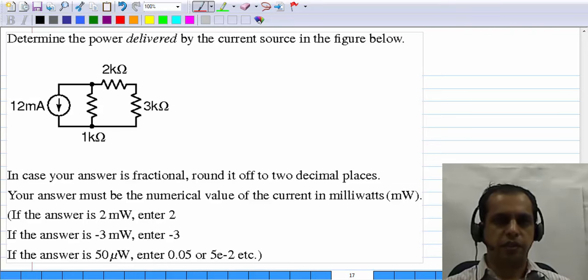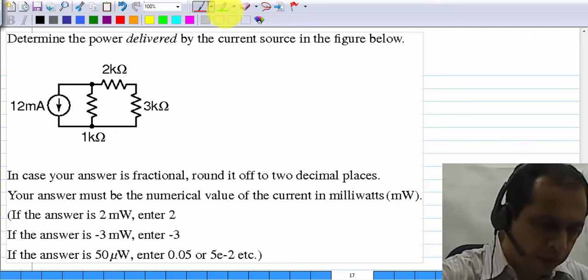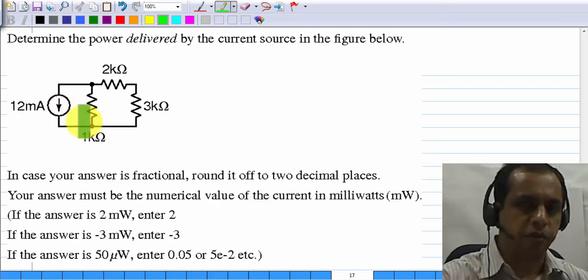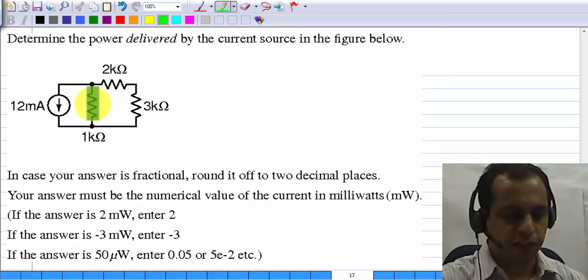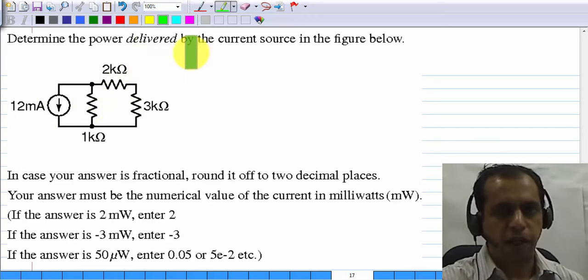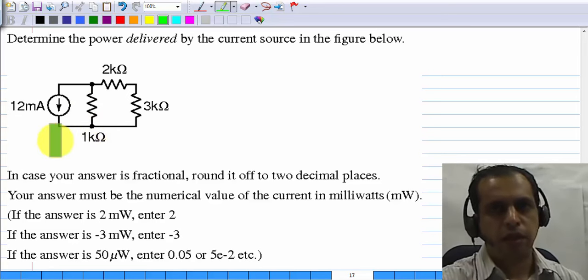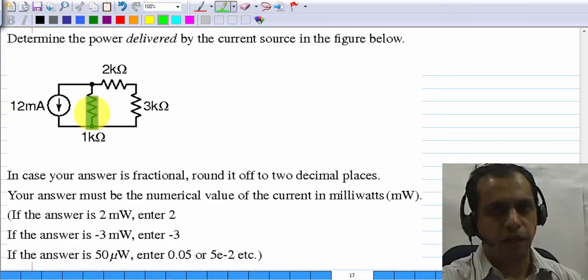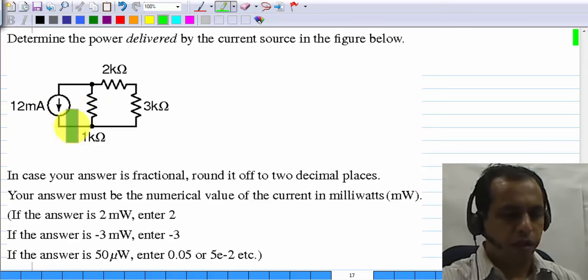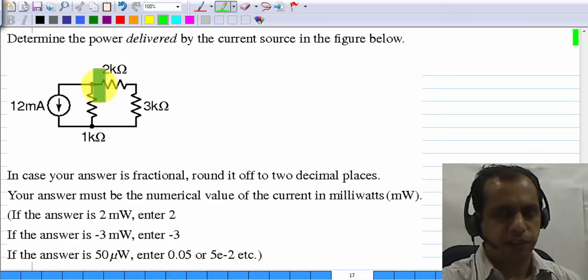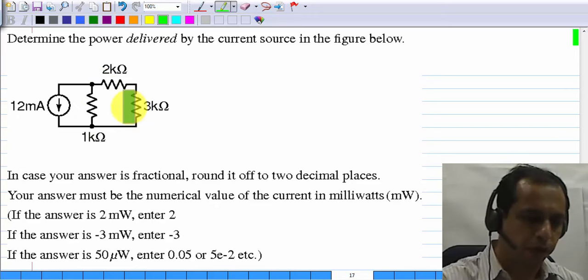Now we'll discuss the third assignment. The first problem, you have a current source driving a combination of resistors. You are asked to find out the power delivered by the current source. In a general situation, the current source could be either dissipating or delivering power. Here, the current source is driving just a bunch of resistors, so it has to be delivering power.